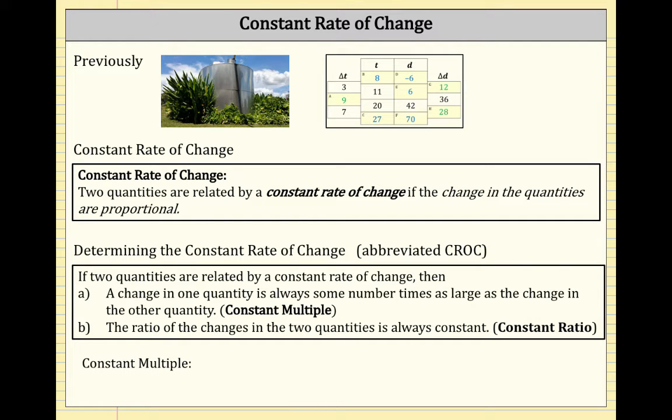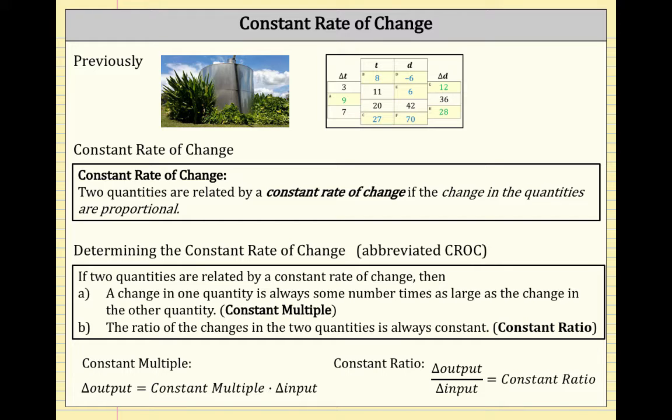So again, recapping the idea of the constant multiple perspective of proportionality in the context of functions, we could think of it as the change of output being some constant multiple times the change in input. And from the constant ratio perspective, that means the change in the output divided by the change in input is some constant ratio. Now this constant multiple and this constant ratio are the same number, so in fact when we refer to this number, it will be called the constant rate of change. And regardless of which way you determine that number, it will be the same, whether you use the constant multiple perspective or the constant ratio perspective. And the type of problem that you use will help you determine which one is an easier approach to use.